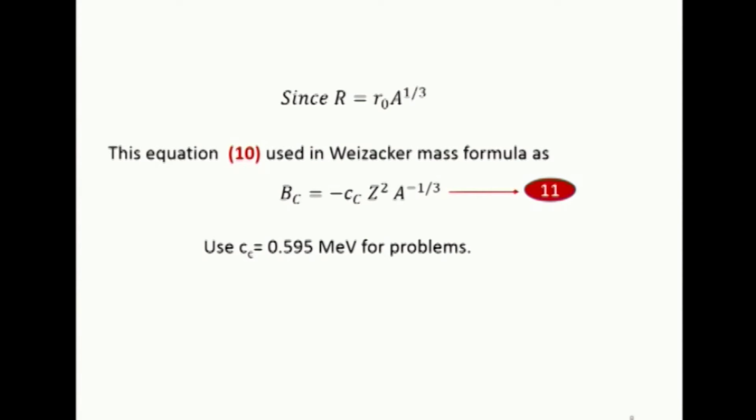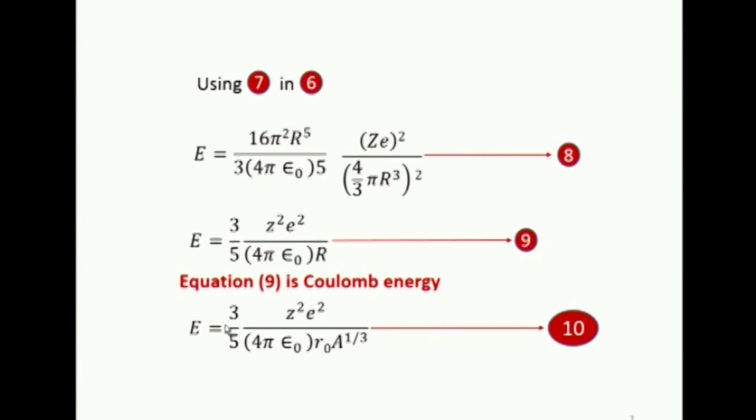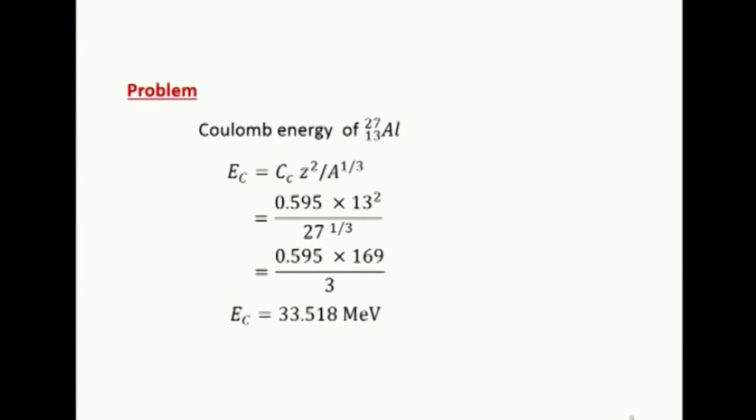Now, we can even check what Cc should include. In equation 10, leave out Z squared and A power 1 by 3. What is left is the numerator 3, E squared, and the denominator 5, 4 pi epsilon 0 r naught. If you calculate this, I must be able to get 0.595. If I am getting it, then it means the Weizsäcker formula is also valid. Now, we will check in the next one.